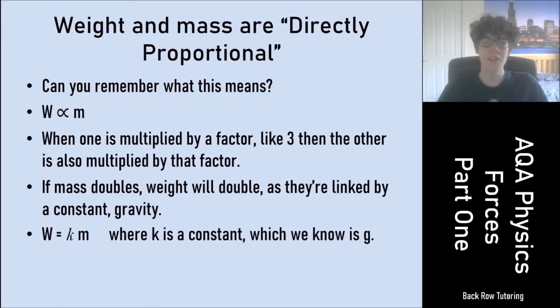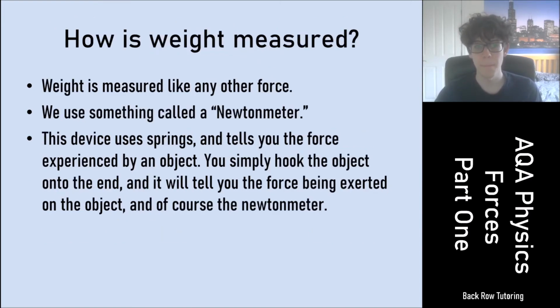So when you have this proportional to symbol, that just means W is equal to some constant multiplied by whatever's on the right hand side. Where K is a constant, we know that K is equal to g. It's the gravitational field strength on Earth in this case.